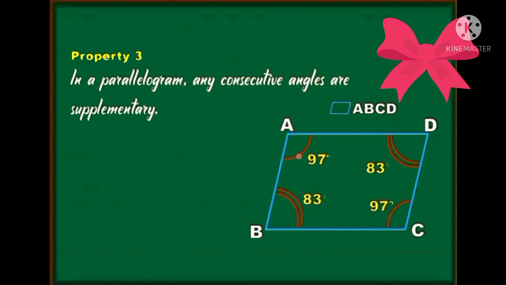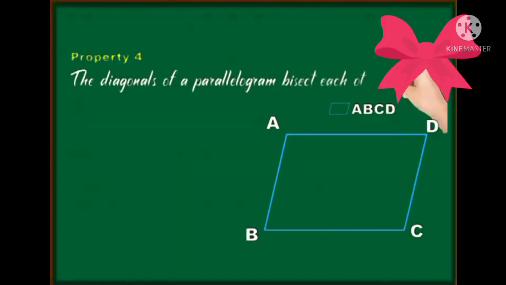What is the sum of the measures of angle A and angle B? You are right. It's 180 degrees. That makes it supplementary. Number 4. In a parallelogram, the diagonals bisect each other.